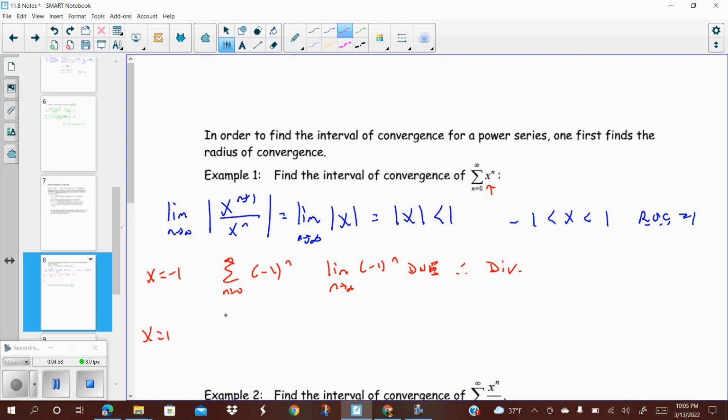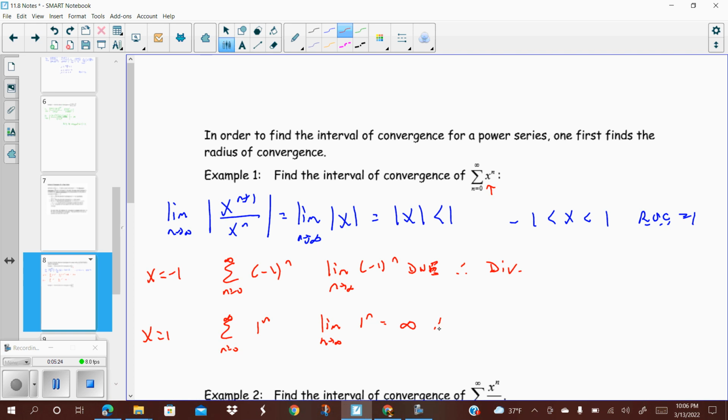x equals +1. So now the series from 0 to infinity. Again, plugging a positive 1 in for x in the original series just gives you 1 to the n power, which is really just 1. But again, the limit test is the easiest one to do, the nth term test. The limit as n goes to infinity of 1 to the n, it's just going to keep getting bigger and bigger. It's going to go to infinity.